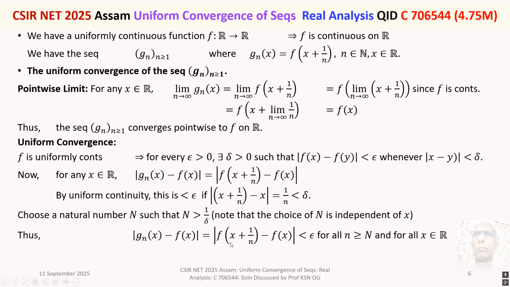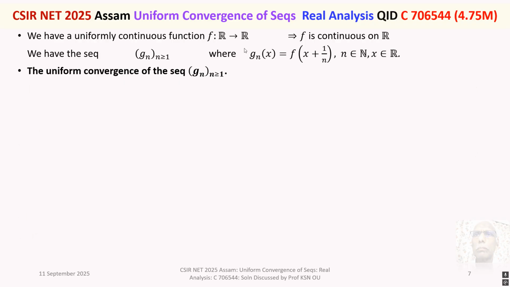Therefore, we got the uniform convergence. Thus, the sequence g_n converges uniformly to f on R. Right. We move to the next slide for the options 1 and 2.